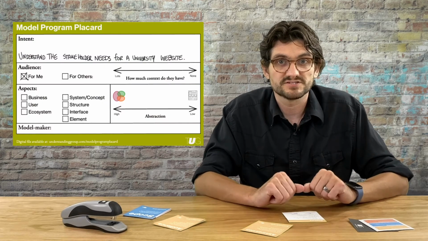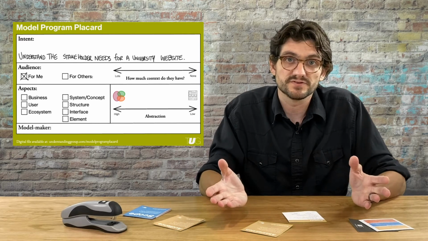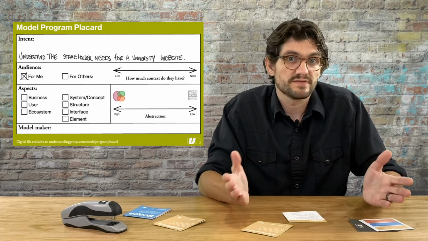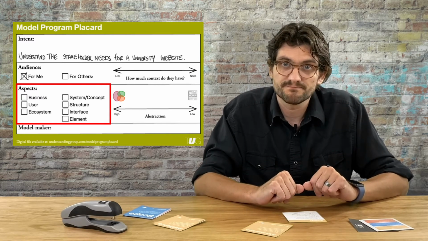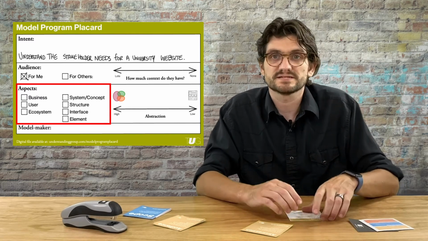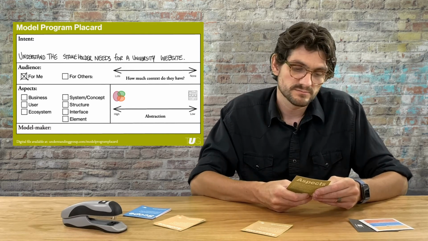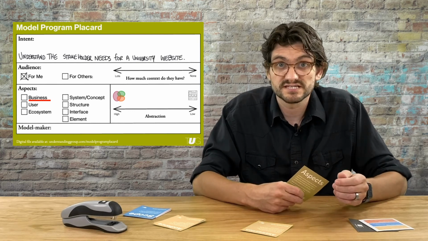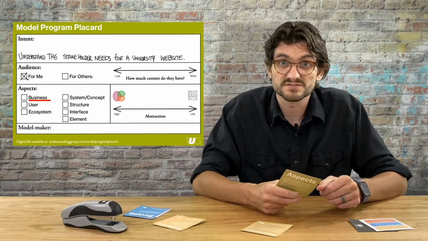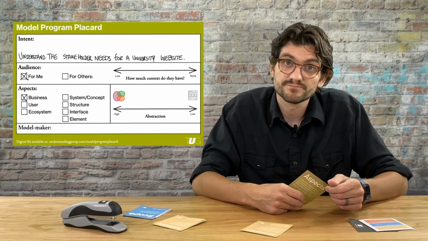We can look back to our example intent, understand the stakeholder needs for a university website, and think about which of the 7 aspects seem most relevant to this intent. If we go through the list of aspects, we can figure out which one fits best. Business intent. That one fits. In order to deliver on our intent, we need to understand what the business wants for their new website. We can check that box on our placard.